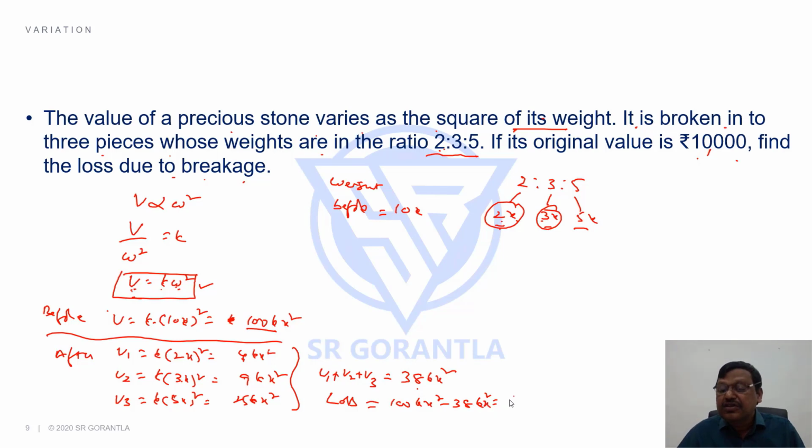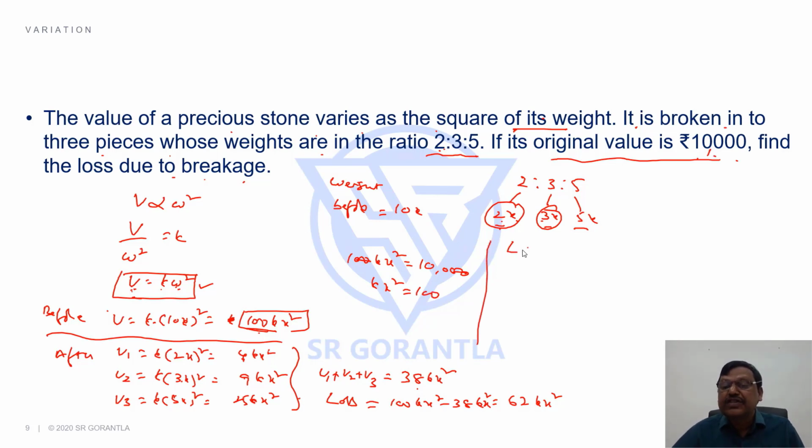So 62kx square is the loss, but we need to know the kx square value. We know that the original value is 10,000, but the original value means the value before it was broken. Before it was broken, the value was 100kx square. If 100kx square equals 10,000, you can see 2 zeros, you can cancel both sides. kx square is 100. Now the loss equals, we said, 62kx square. It is 62 into 100. 6,200 is the loss due to the breakage, right?